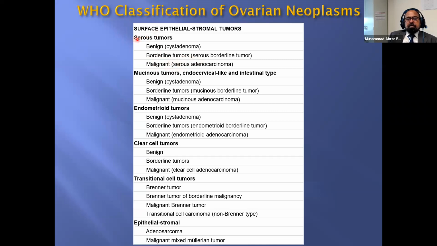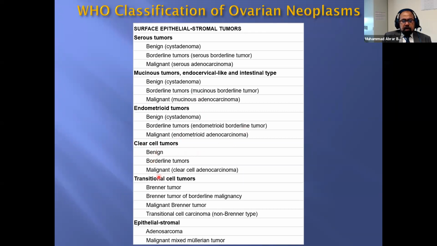So we have serous tumors: serous benign cystadenoma, borderline serous tumor, or serous cystadenocarcinoma. Exactly like that, mucinous tumors: benign cystadenoma, borderline mucinous tumors, or mucinous cystadenocarcinoma. Endometrioid, yes, the majority of endometrioid tumors are malignant, endometrioid adenocarcinoma. Some are borderline or benign, but that is really seldom seen, very rare. Most of them are malignant. Clear cell, again, is a rare tumor.